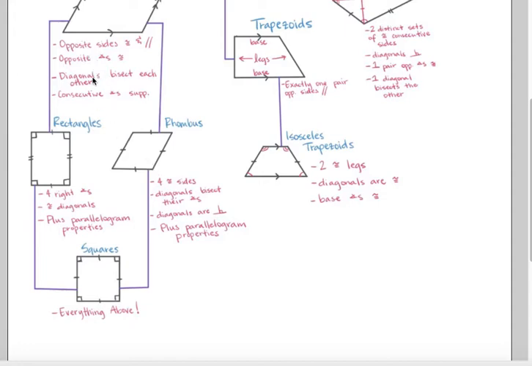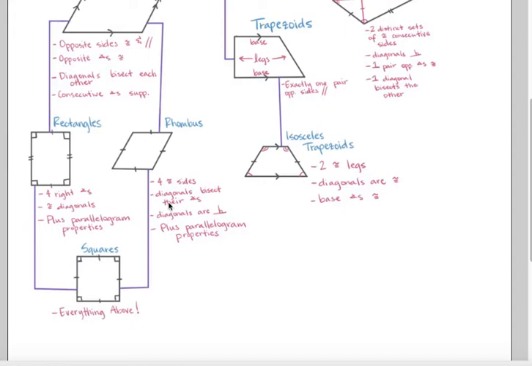If you know you have a parallelogram with the diagonals that are congruent, you would know you have a rectangle. If you know that you have a parallelogram and you have both a rectangle trait and a rhombus trait, then you know for sure that you have a square.